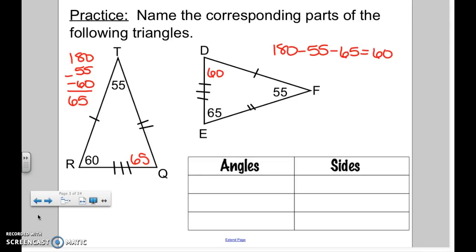Now you can see all 3 angles in each triangle are equal. So we're going to go through and match up the corresponding parts. I'm going to start with T. If T measures 55, I can look at the second triangle and see that angle F will be the corresponding angle because both are 55 degrees. If I look at the next two angles, R is 60, and in the other triangle the angle marked 60 is D. So R and D are corresponding. Which leaves us with Q and E, and you can notice that both are marked 65, so Q and E are corresponding.